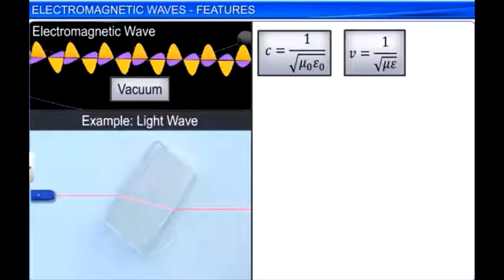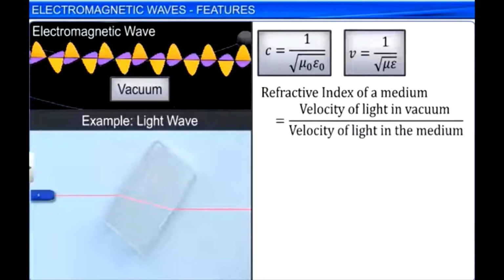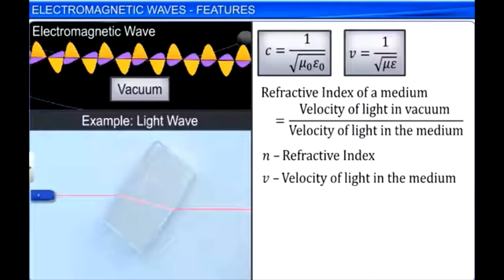Refractive index of a medium is defined as the ratio of velocity of light in vacuum or free space to the velocity of light in the medium. Consider n as the refractive index of a medium, v as the velocity of light in the medium, and c as the velocity of light in vacuum. Then, the refractive index n is equal to c by v.